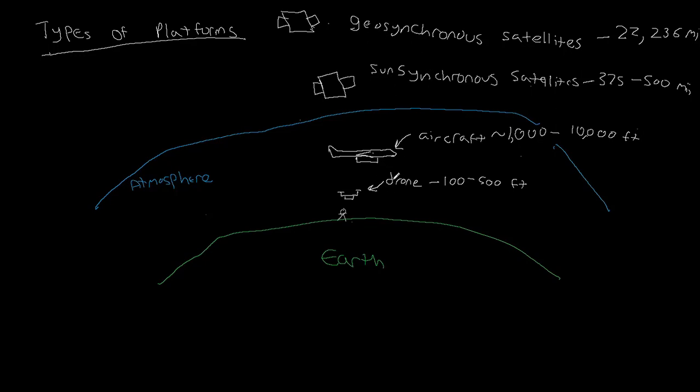So these are the four types of platforms. We have drones, aircraft, sun synchronous satellites, and geosynchronous satellites. By and large, these are the four different platforms that we're going to be putting sensors on, and we're going to talk about each one of these in more detail. Hopefully this breakdown makes sense.